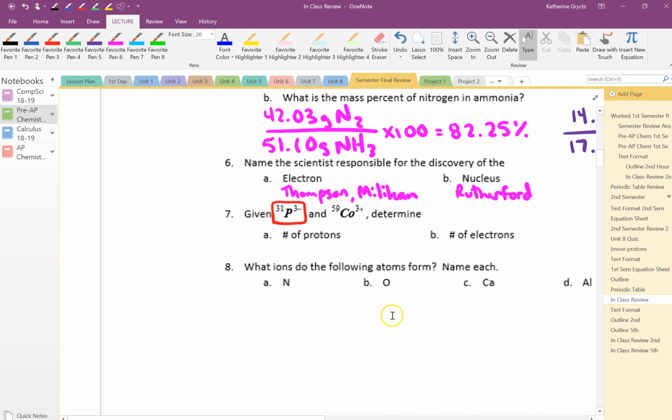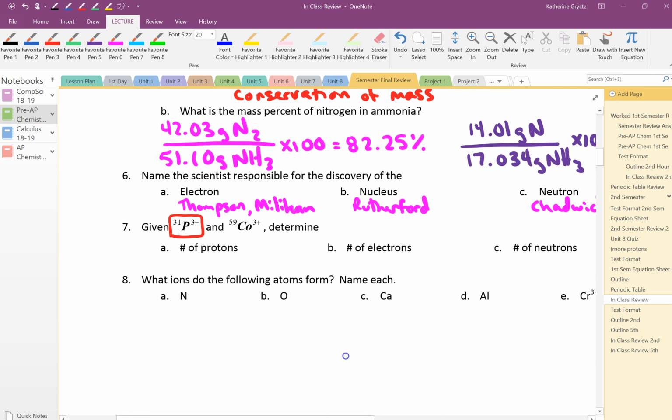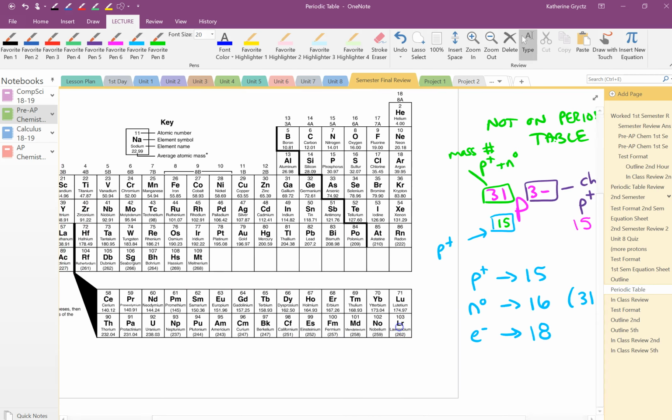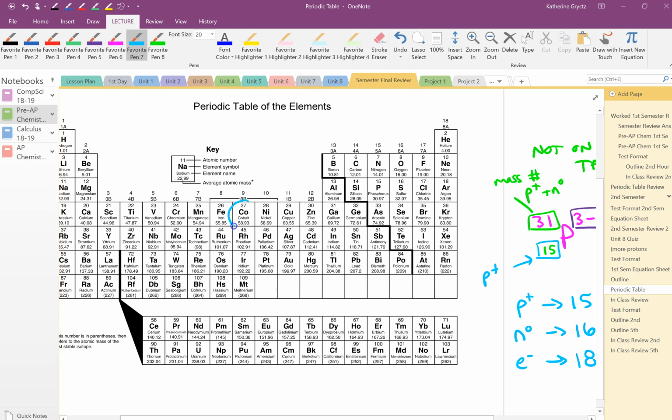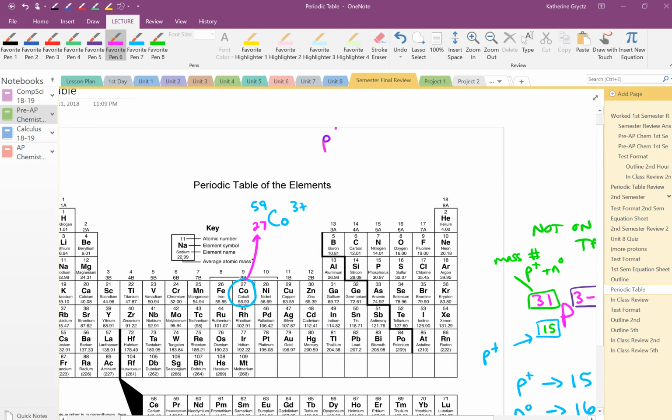Alright, so if we go to the next one, this is on question number 7, not 6. The next one said we're going to look at cobalt 59, so Co with a 3 plus and 59. If we go back to the periodic table, the only thing you need to pull off the periodic table is the number of protons. So we were given Co 3 plus with a 59. We can fill in the 27 down here. That's the atomic number. So if I asked you for protons here, you would say 27.